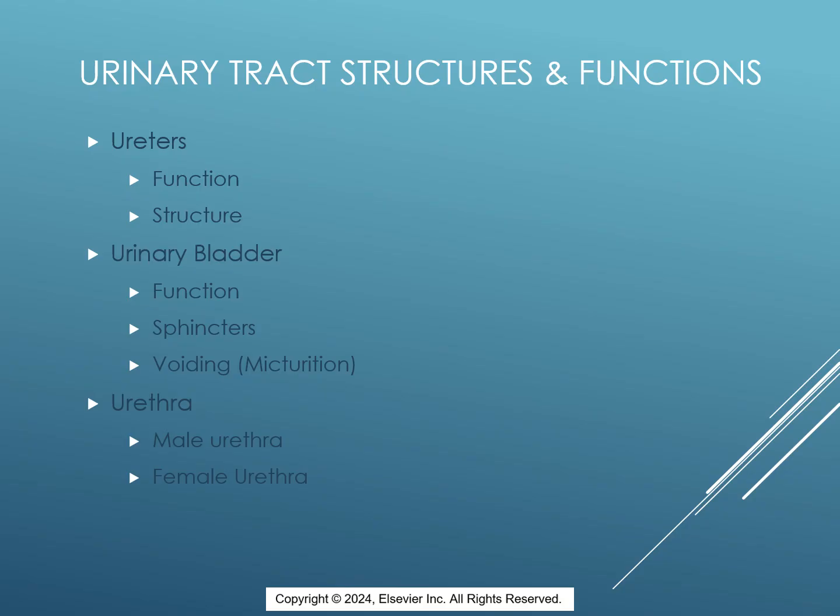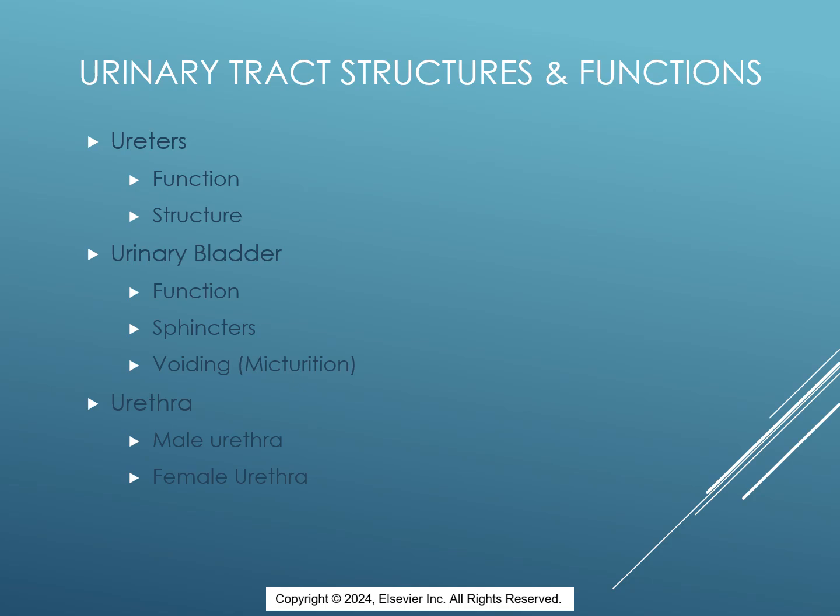Urinary tract structures and functions. The ureters' function is transportation of urine from the kidneys, renal pelvis, to the bladder. Size: 12 to 18 inches, which is 30 to 45 centimeters long, and a half an inch, which is 1.25 centimeters wide.